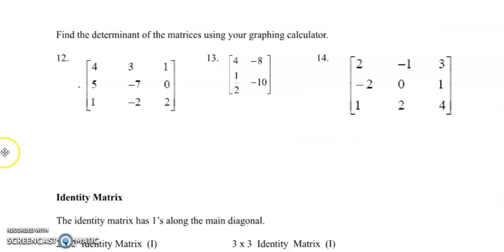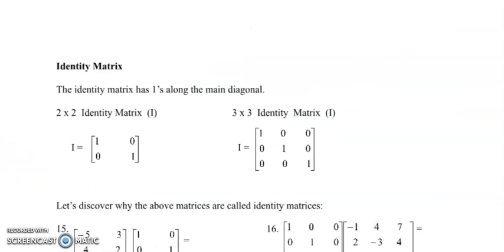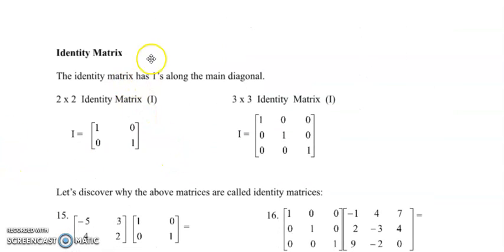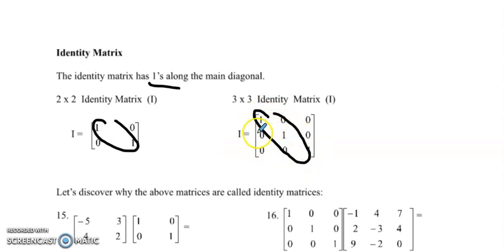All right, now going back to the lesson, the identity matrix is a matrix that has just ones all along the main diagonal. So if you see here, ones along the main diagonal. In order for it to be an identity matrix, it must be a square matrix. It must have the same number of rows and columns.